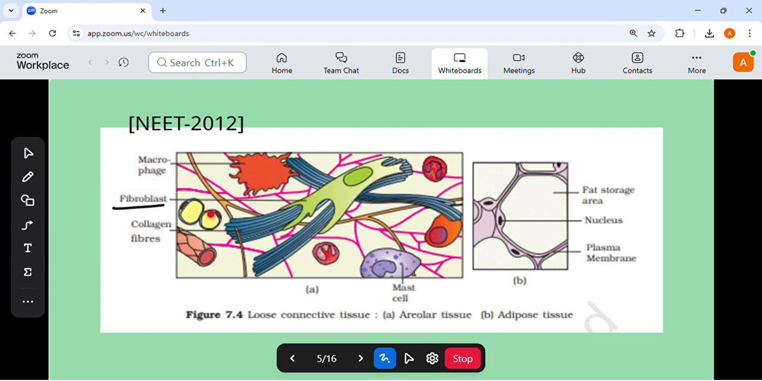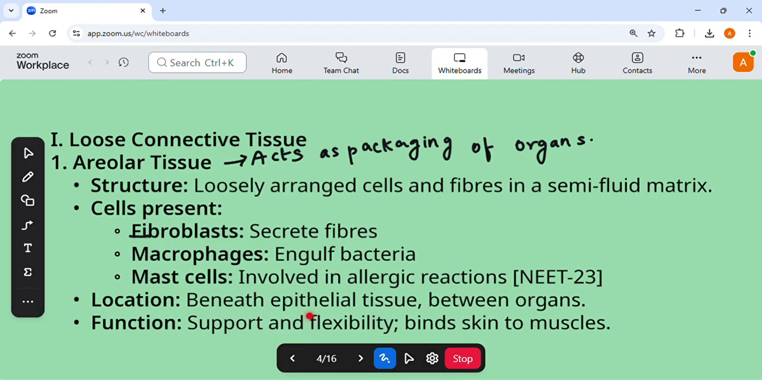Okay, that is the function of macrophage. Then we have this mast cell. Okay, so basically this mast cell is involved in allergic reaction.